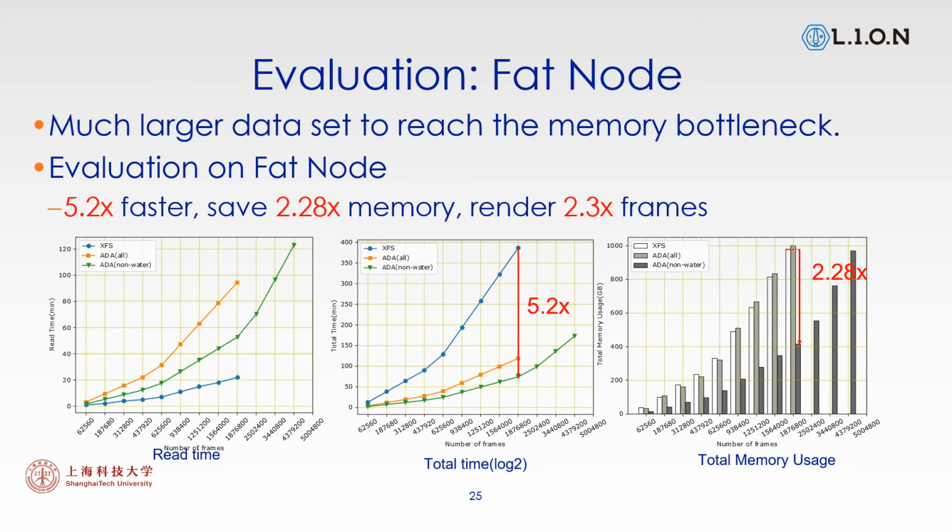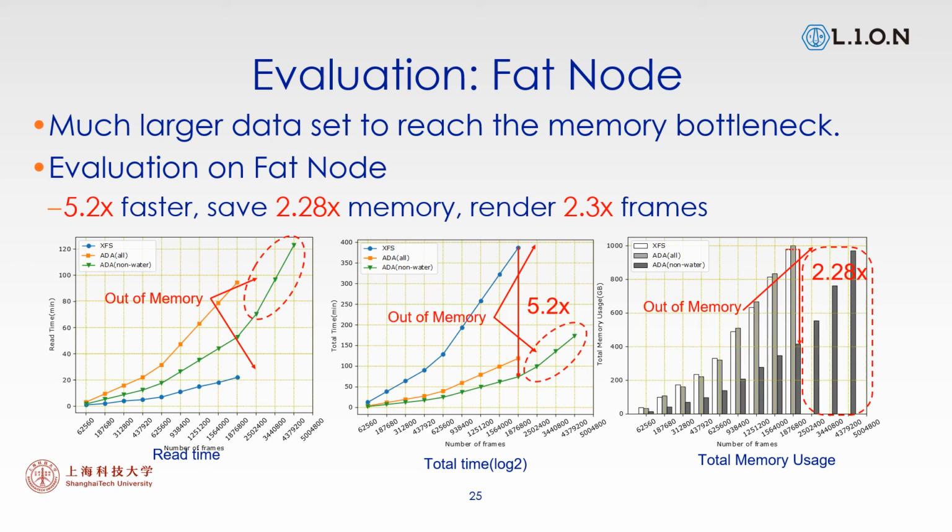When it comes to the fat node with 1 TB memory, we use a much larger dataset to reach the memory bottleneck. ADA achieves 5.2 times faster and saves 2.28 times memory compared to XFS. Besides, the XFS group ran out of memory when VMD tried to render 2.5 million frames. Only ADA can perform beyond 1.8 million frames in our test. In other words, ADA rendered 2.3 times more frames compared to XFS.